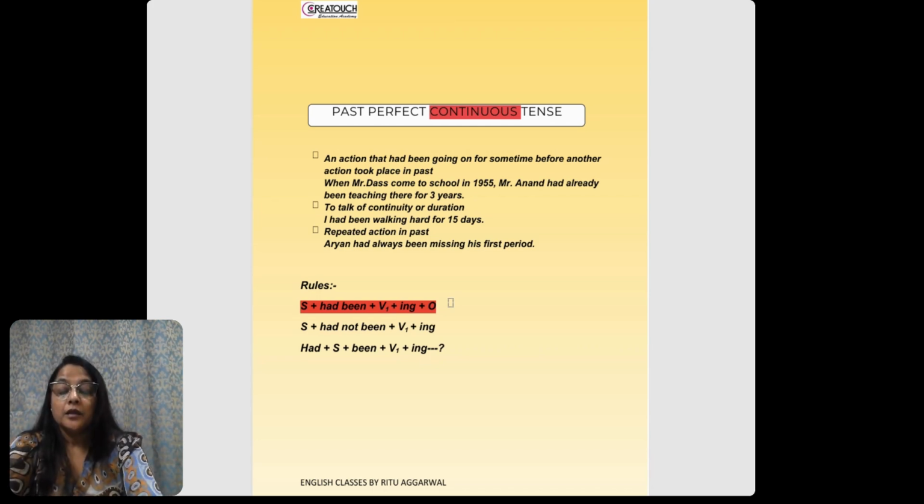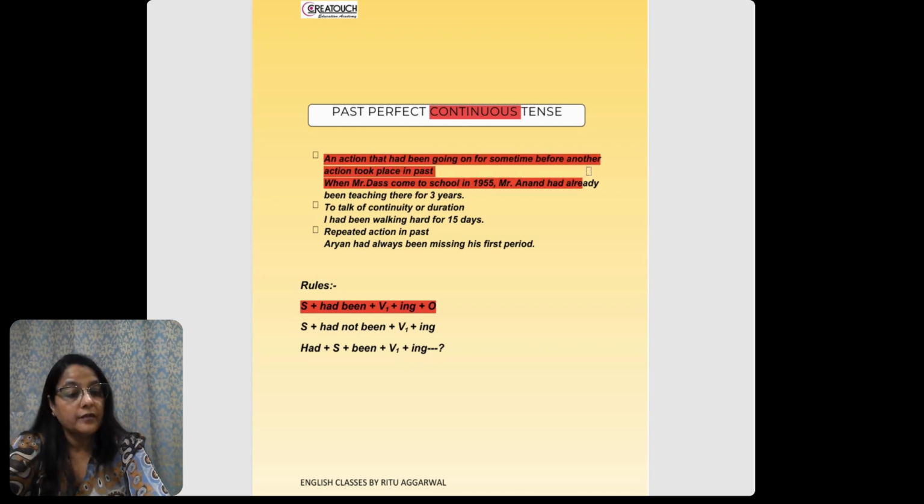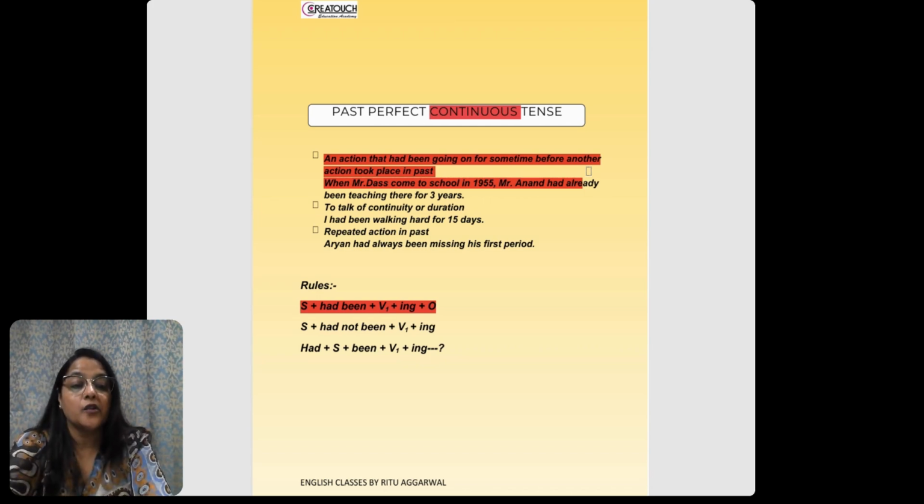Why? An action that had been going on for some time before another action took place in the past, right? Like when Mr. Das came to school in 1955, Mr. Anand had already been teaching there for 3 years, right? So one action that had been going on for some time before another action took place, that is called past perfect continuous tense, right? We've completed two parts of the tenses.